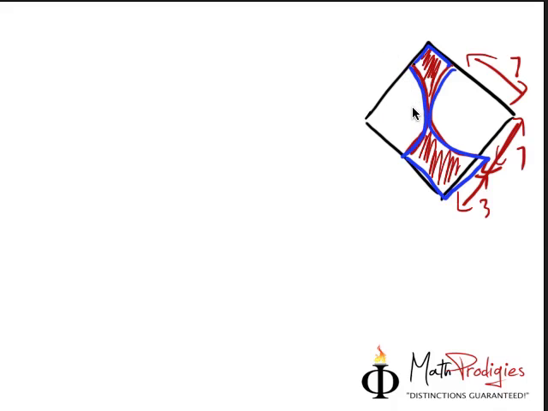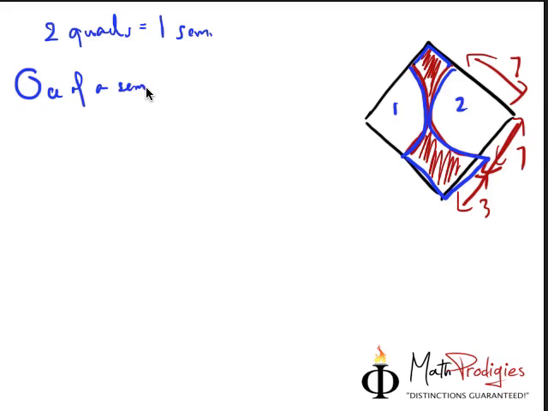So how do you find the perimeter of the quadrant first? Understand that there are two quadrants. 2 quadrants make up one semicircle. So we need to find the circumference of a semicircle. The circumference of a circle is 2 pi r, divided by 2 gives you pi r.